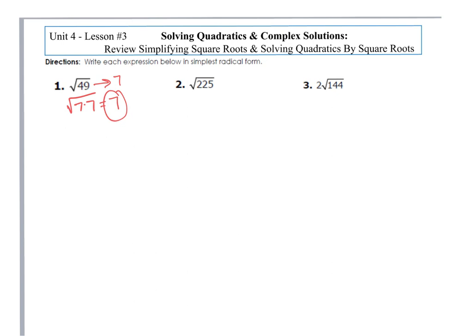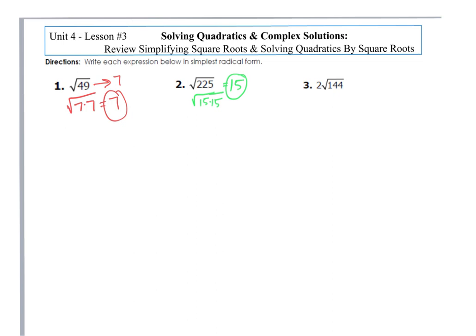The square root of 225 for number 2: what number times its own self equals 225? Remember, that's on our list. That would have been 15 times 15. So the square root of 225 equals positive 15. Now, all calculators do perfect squares.